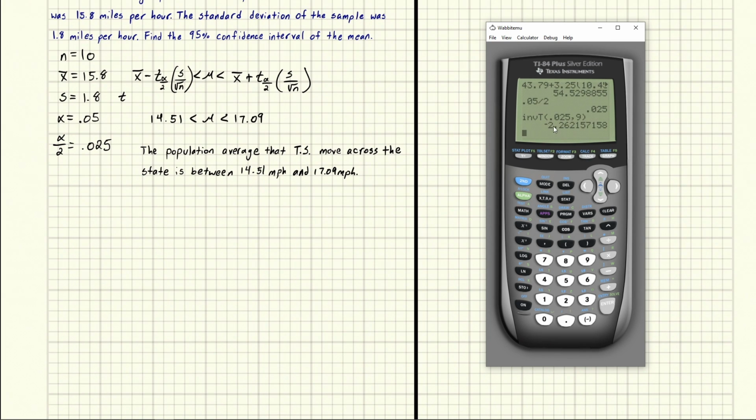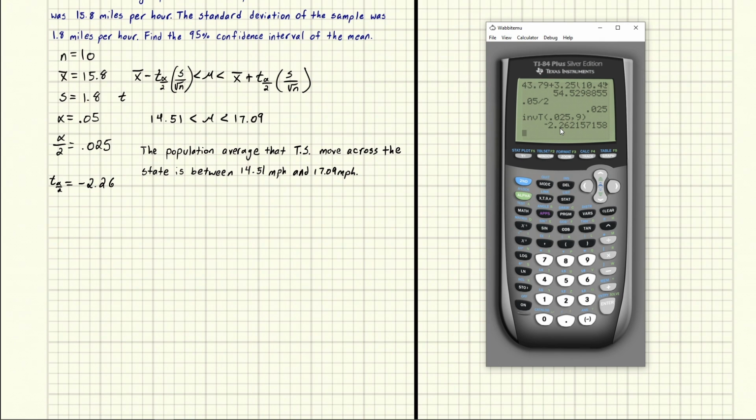You hit enter again and we get negative 2 point something. So we get t of alpha over 2. That looks like alpha over alpha, but it's alpha over 2, and it is negative 2.26.